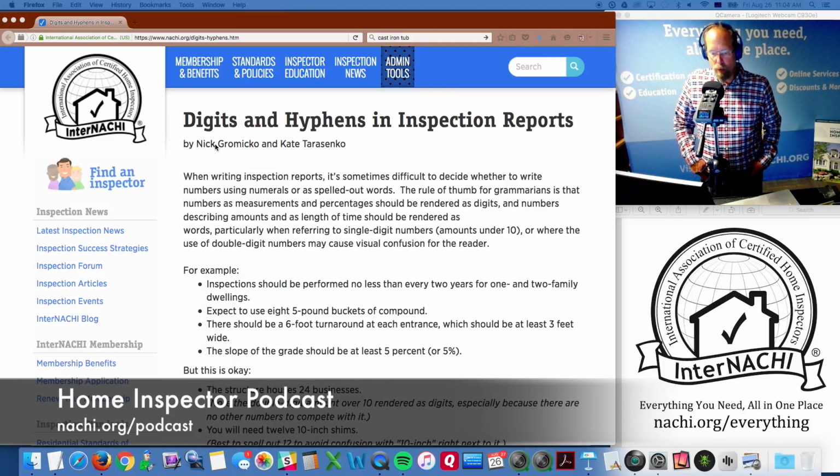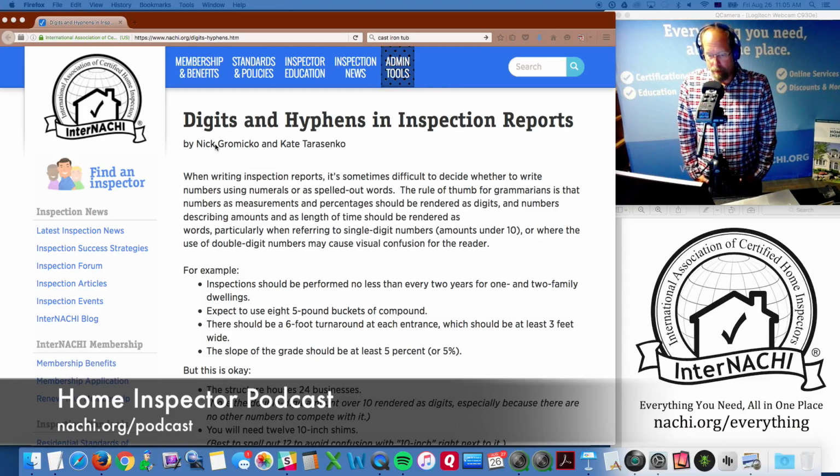So let's go over some more examples. Inspections should be performed no less than every 2 years for a 1- and 2-family dwelling. So what you want to use are words, right? How many families. So it's 1- and 2-family dwellings. It's under 10, so you use words. One- and two-family dwellings. How about this one? Expect to use 8 buckets of compound. So that's a word. That's an amount, 8 buckets of drywall compound. And it's under 10, so you use a word, E-I-G-H-T.